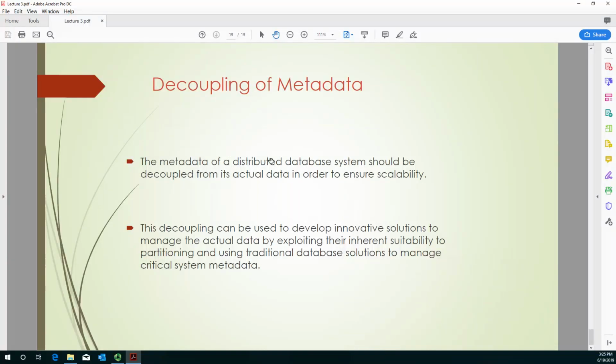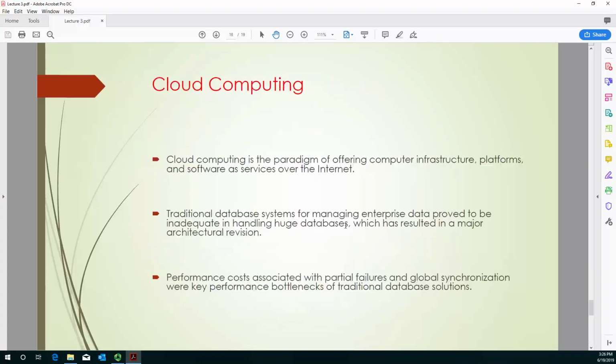All right, so I'm not going to go into this decoupling of metadata because it's a computer science concept.